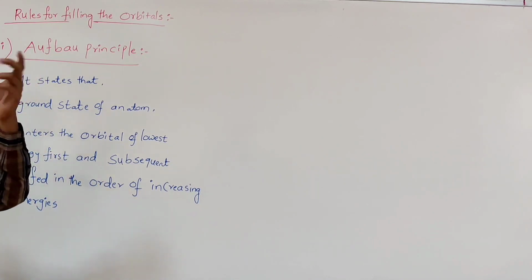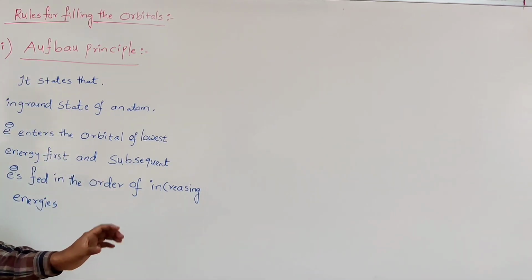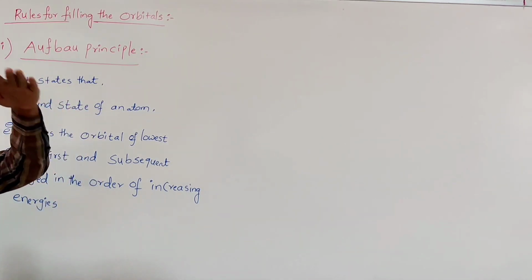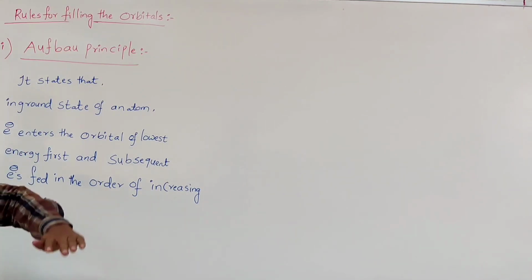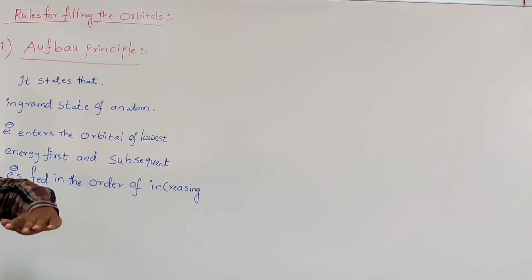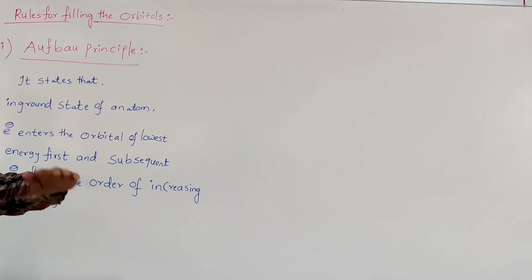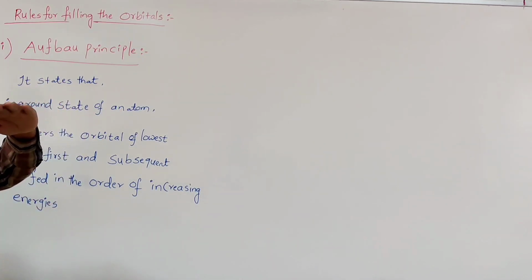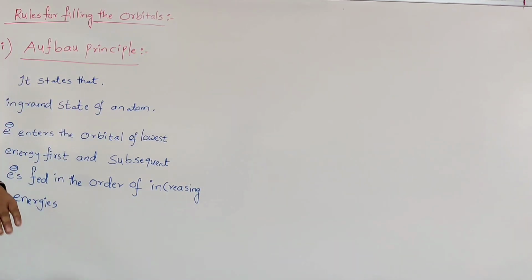Aufbau is a German word; its meaning is build up, one by one. The first electron goes to the lowest energy orbital, next it goes to the next higher energy orbital, and after that to higher and higher energy orbitals. Like that the electrons are filled one by one in the orbitals. That is clearly told by the Aufbau principle.